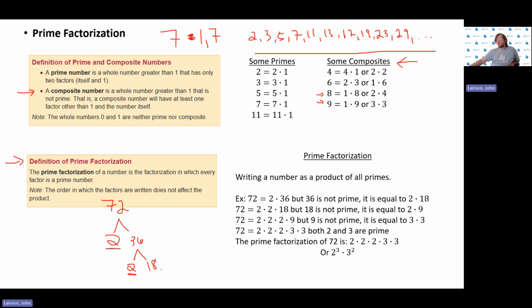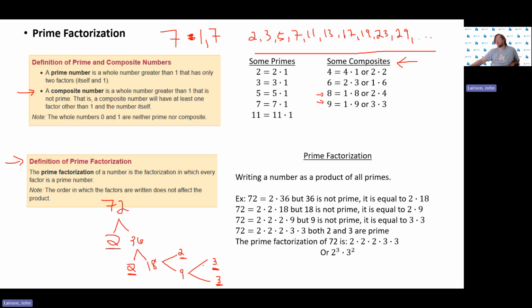I ran out of space here, so let's do this. I'm going to break it down a little bit further. 18, again, is an even number, so it's going to be 2 times something. 2 times 9 is 18. 2 is a prime number. I am done. 9, we can see, was not on our list, and that's because 9 can be broken down into 3 times 3, where 3 is a prime number. So we are done entirely now.